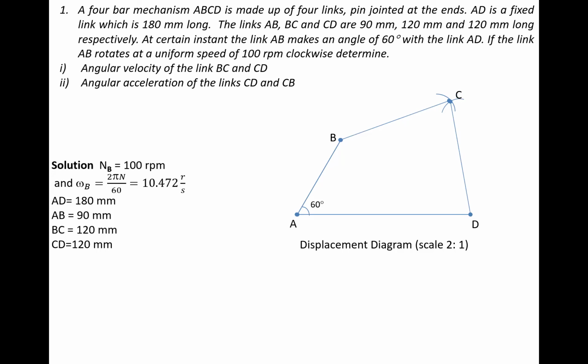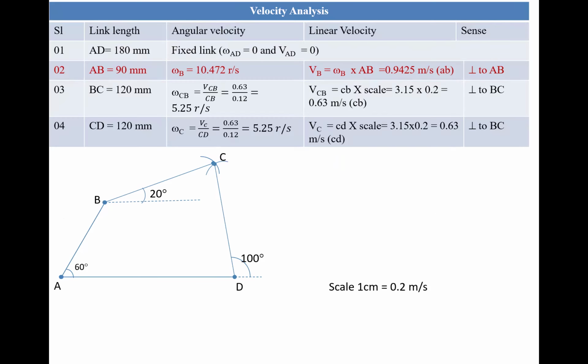After plotting this configuration diagram, we need to draw the velocity polygon or velocity diagram. First we mark the lengths: AD fixed length 180, AB 90, BC 120, CD 120. Then we will find the angular velocity and linear velocity. The crank speed is given as 100 RPM, so omega is 2 pi upon 60, and we get omega value 10.47 radian per second.